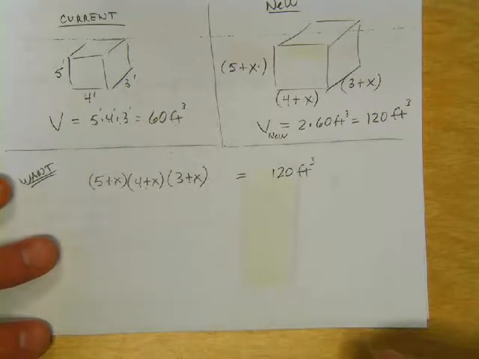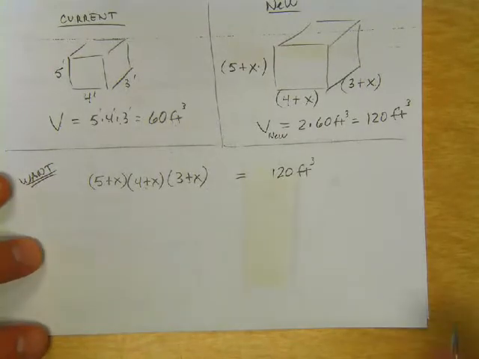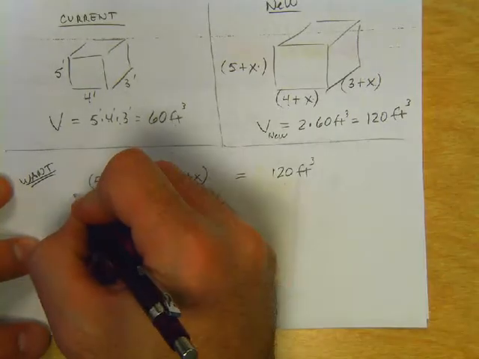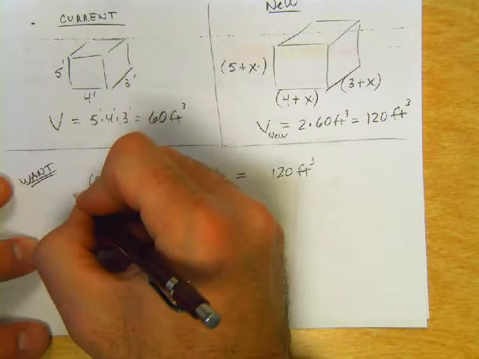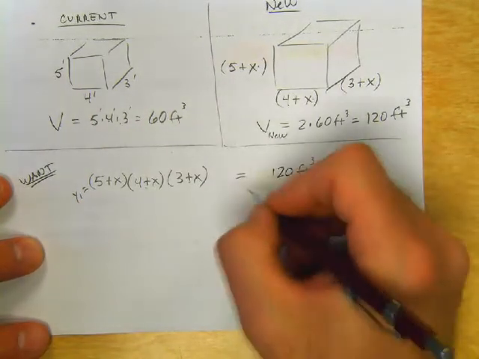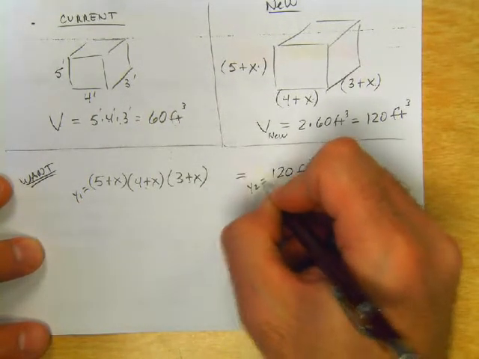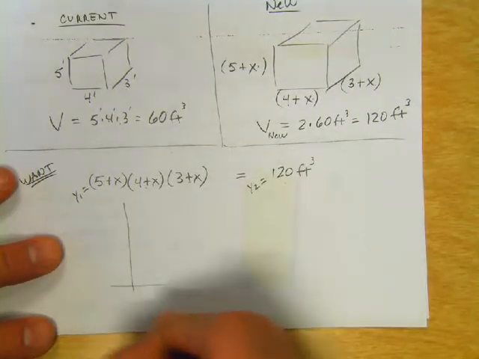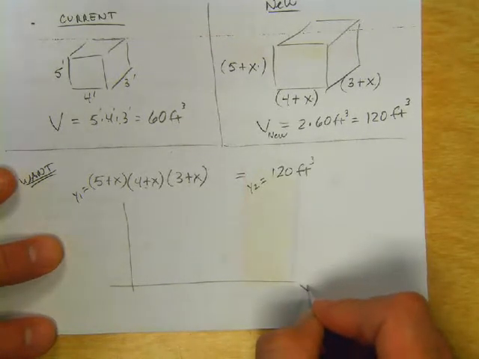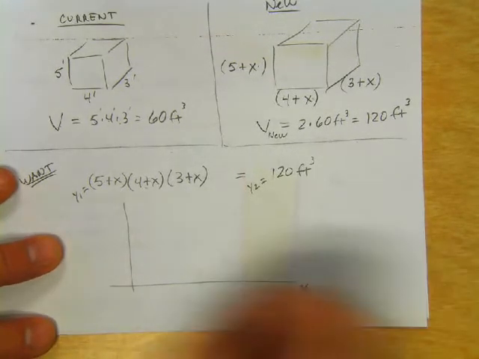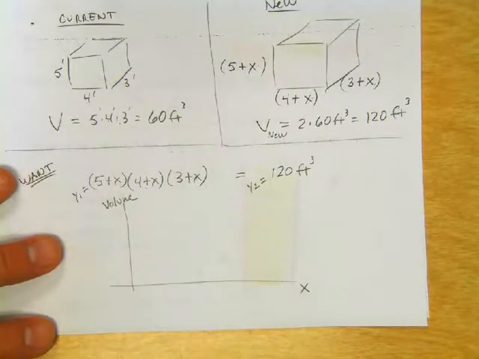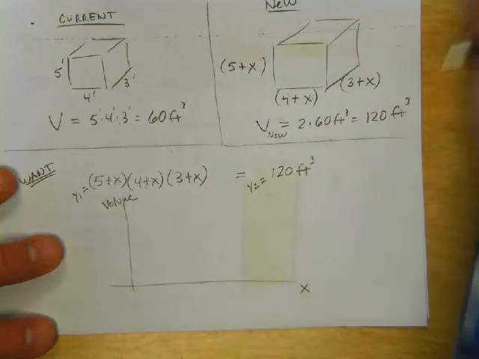So this one's a little bit different than the ones that we did previously, because we're going to solve this by graphing, and we're going to put in our calculator the left-hand side equal to y1 and the right-hand side equal to y2. And so on the x-axis, we're going to have the x, and on the y-axis, we're going to have the volume. So let's go ahead and put this into our calculator.